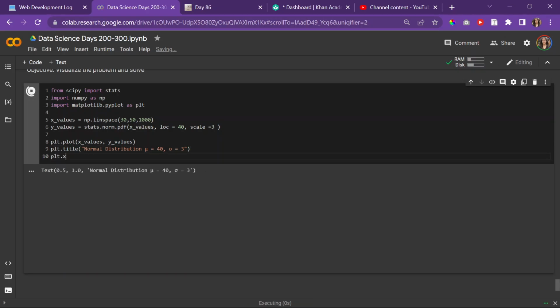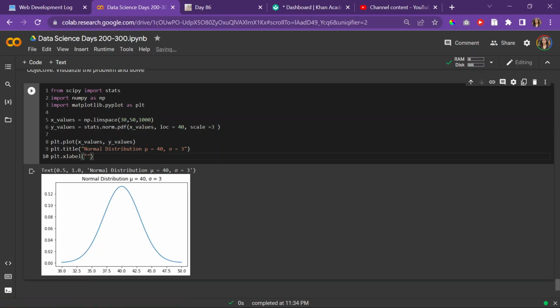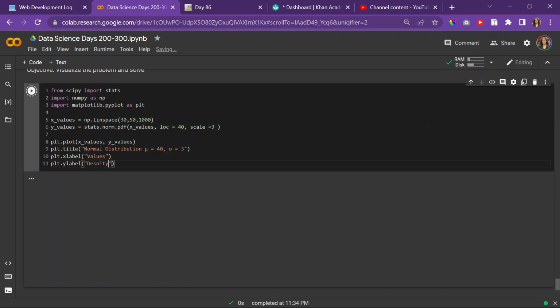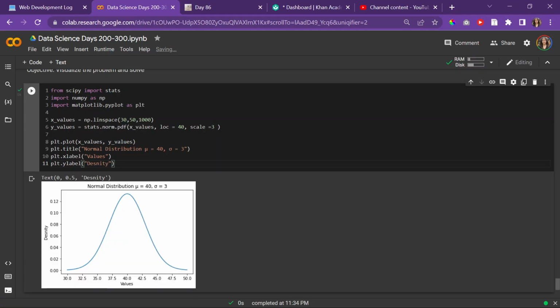Then you want to do plt.xlabel, and we could say your values, and then plt.ylabel can be the density, since it's a probability density function. So that's basically what we're visualizing.